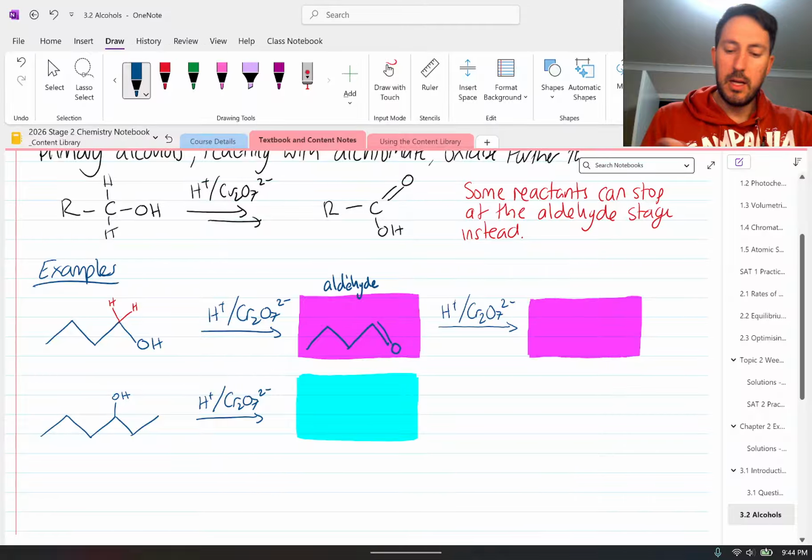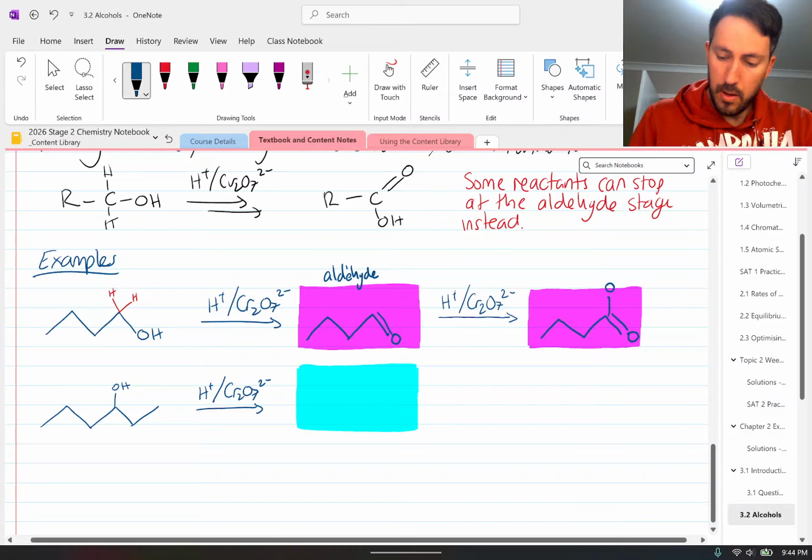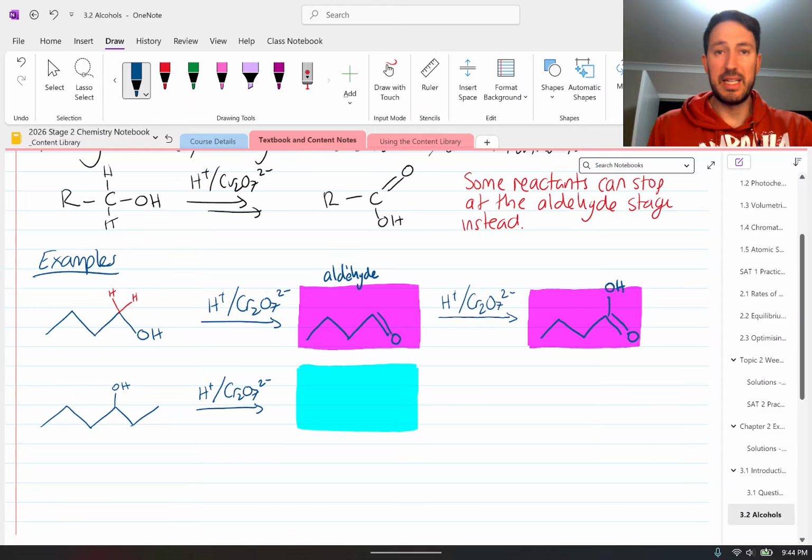Cool. Now, as I said before, that can undergo another reaction because of that hydrogen sticking off there. What we can do is make it into a carboxylic acid, where you take that C double bond O that we had already, remove the hydrogen, and attach an OH group to that. This is a new molecule with new properties that we've made from our original primary alcohol.